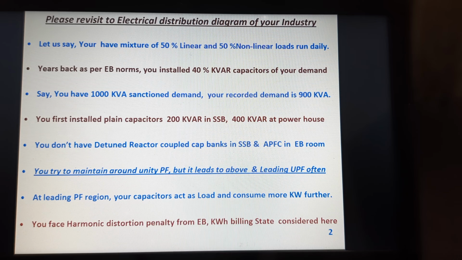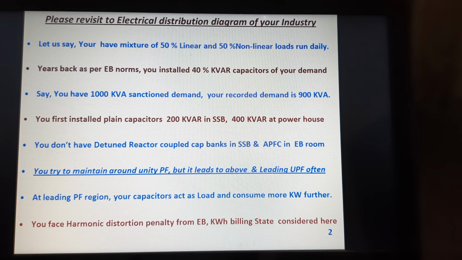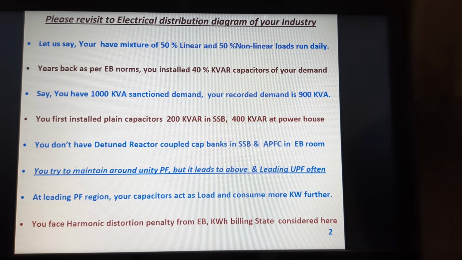But you are trying to maintain the unity power factor, and this often leads to leading power factor or above unity power factor, and it increases your harmonic distortion at the EB incoming. At the leading PF region your capacitors also act as a load and consume more kilowatt further. So, you are facing harmonic distortion penalty from EB, assuming we are talking about kWh billing state here.